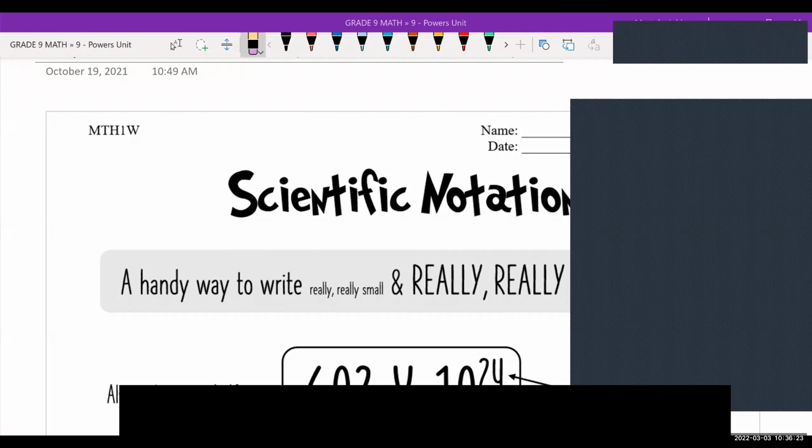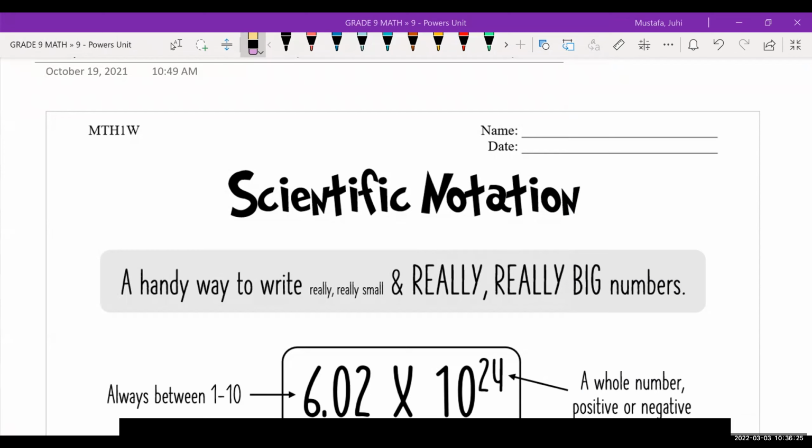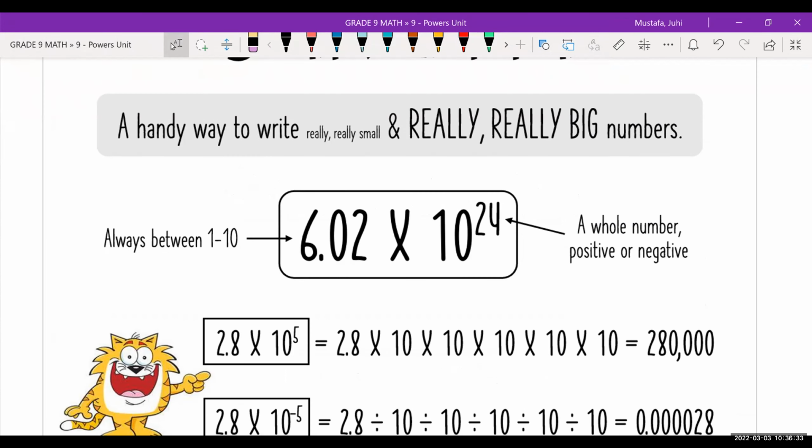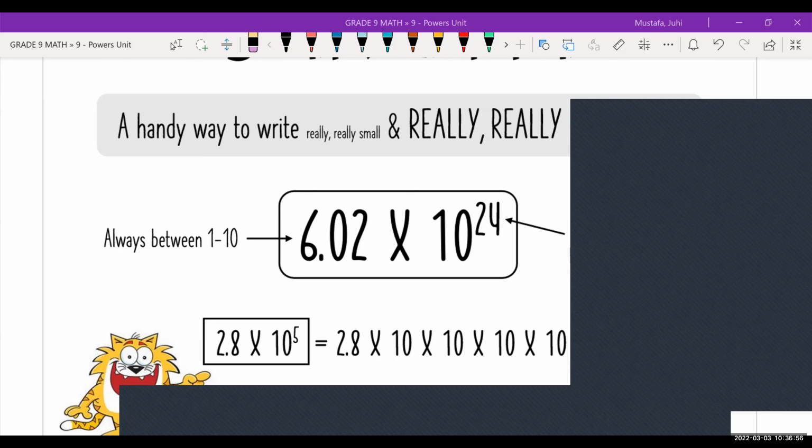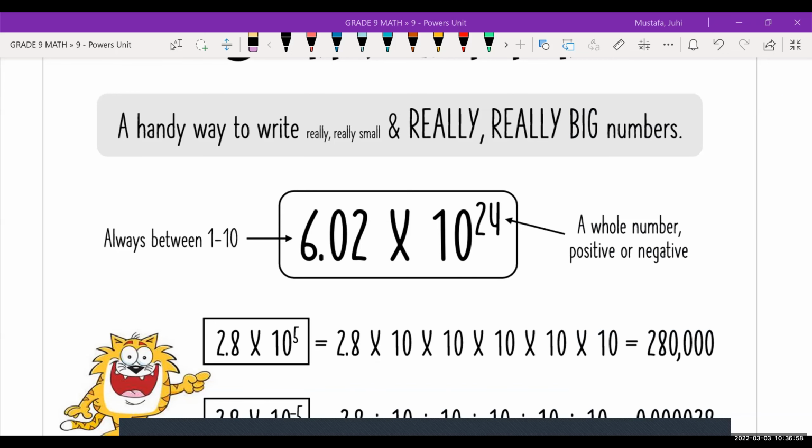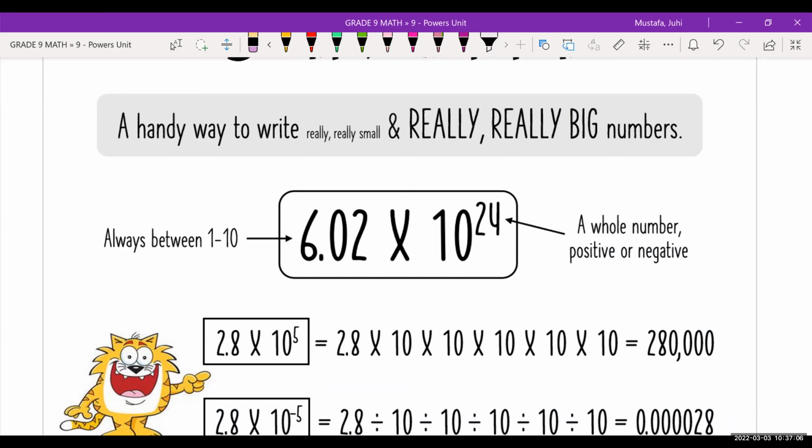Okay, so let's go to our worksheet, and in this worksheet, it says scientific notation, a handy way to write really, really small and really, really big numbers. Now, if we were to break down scientific notation, this is what we would find. Hold on, let me just pause this. So if we were to take a look at the example that we have on the screen, it's 6.02 times 10 to the power of 24. If we were to break down this example, here are a couple of key features.